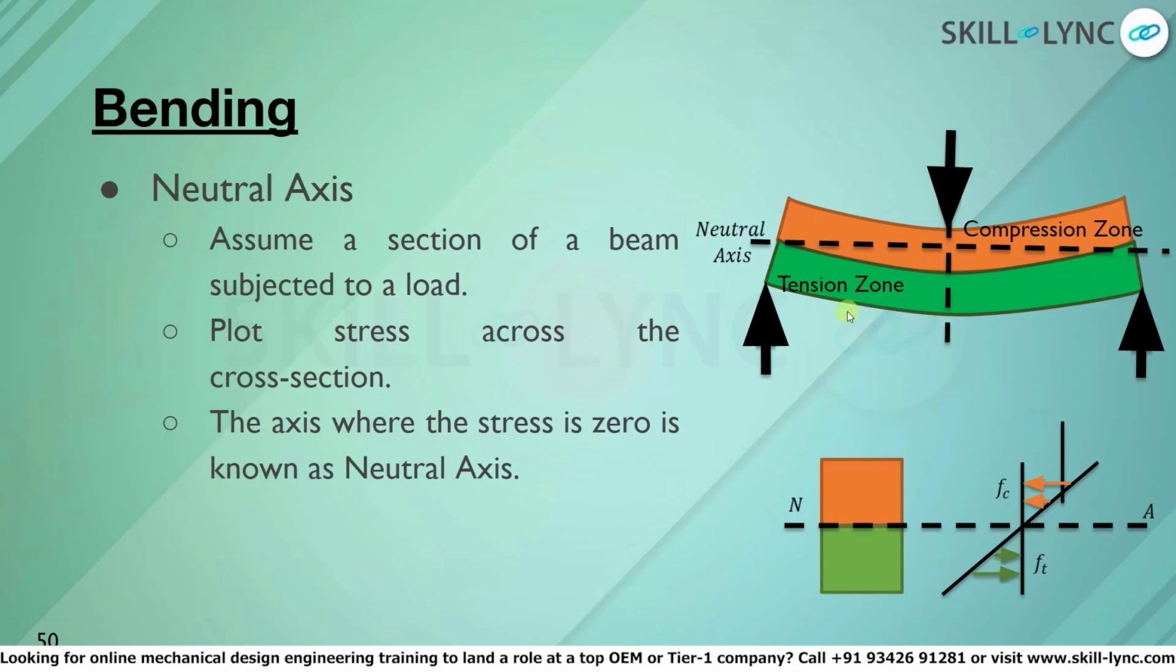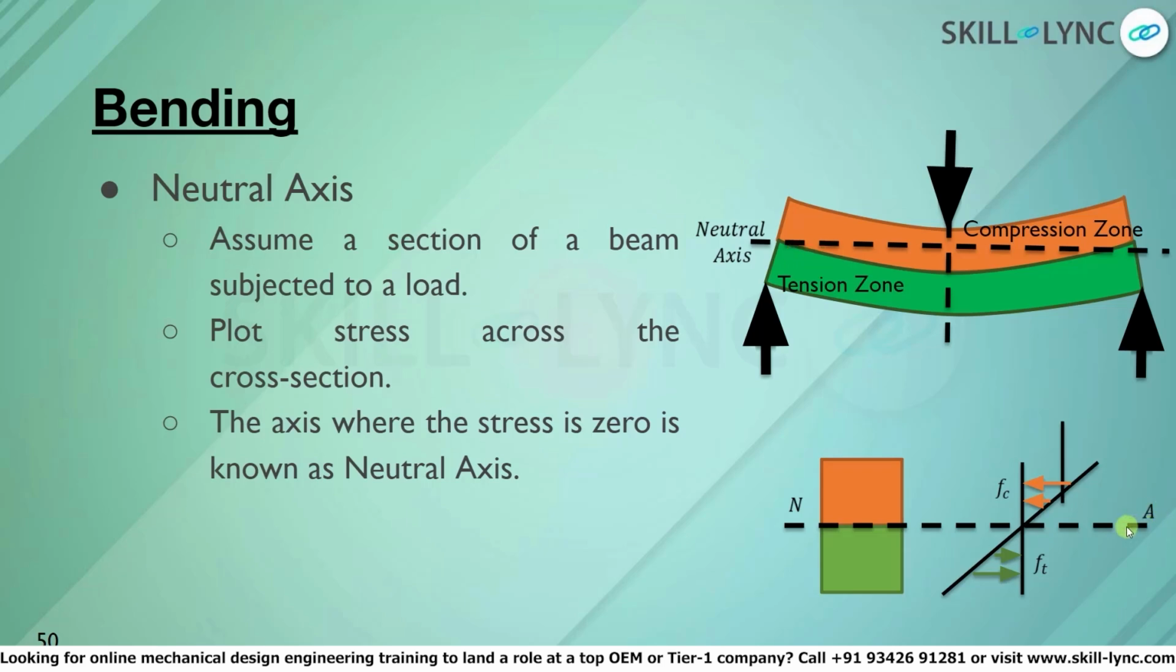The bottommost part of the beam will be under the highest amount of tension, while the topmost part of the beam will be under the highest compression. Now let us assume a section of the beam, that is, one portion of this beam that is subjected to the load.